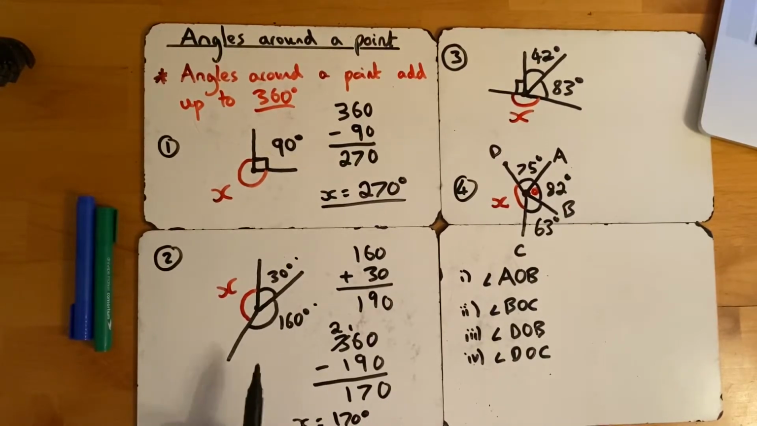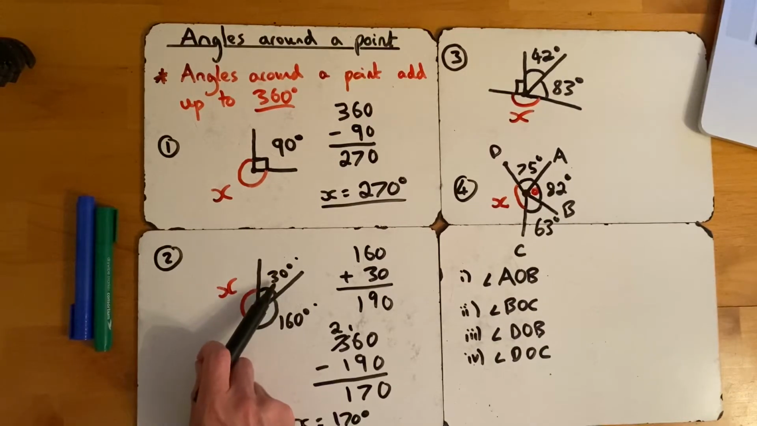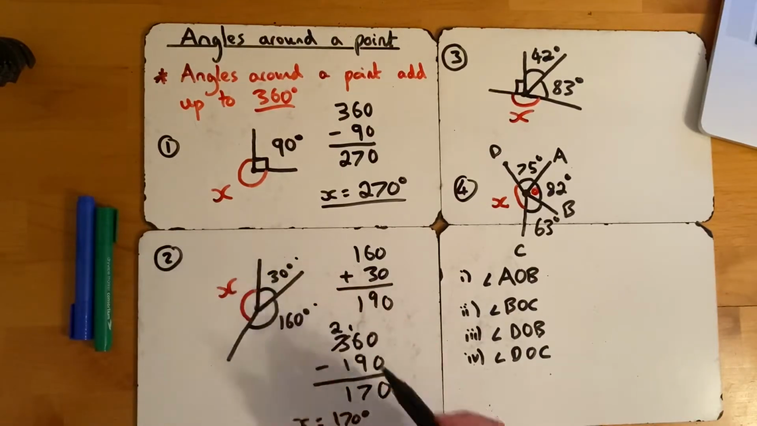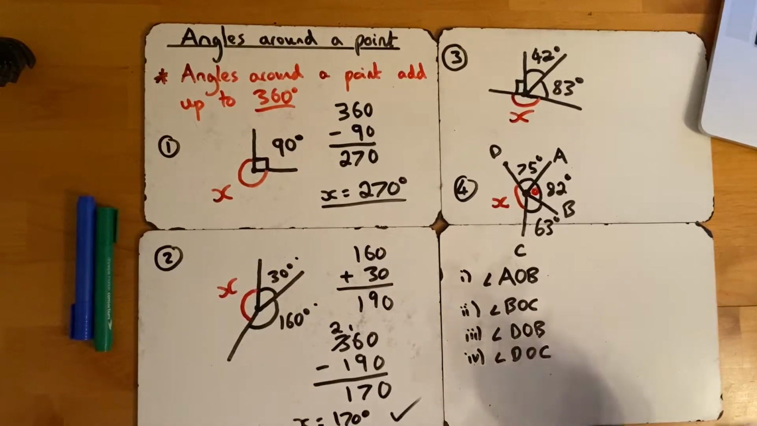Always check your answer. 170 plus 160 is 330, plus 30 degrees is 360. It adds up to 360, so we know we got that right.